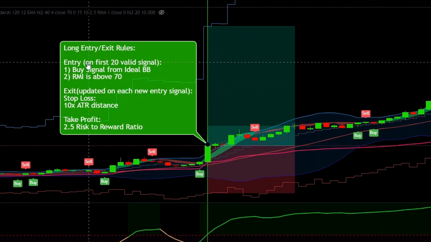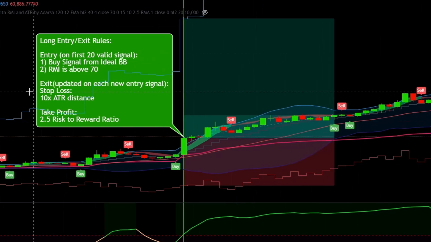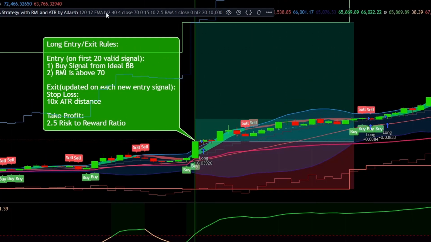Also, with this strategy, we are exiting on the first valid entry signal, meaning that if we are already in a long position, we can enter into another long position, because that's what gave the best results when I did the optimization. Let's see how this trade plays out. For that, I will make our strategy script visible and hide the idealBB to avoid any confusion.